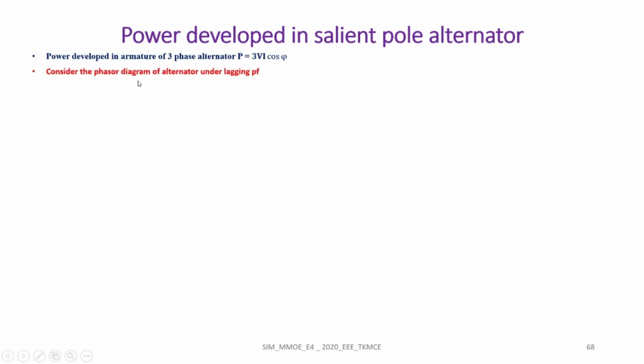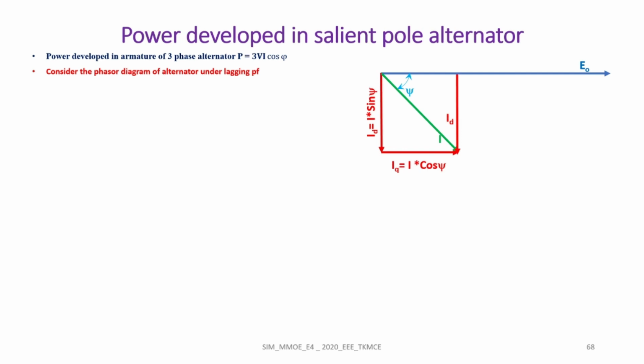Let's consider the phasor diagram of alternator under lagging power factor case. Let E0 be the reference phasor. Armature current I lags E0 by internal power factor angle psi. We need to resolve armature current into two components IQ and ID. The component of current which is in phase with E0 is IQ, and the component of current which is in quadrature with the E0 is ID. Then we need to subtract all drops from E0 in order to obtain the terminal voltage.